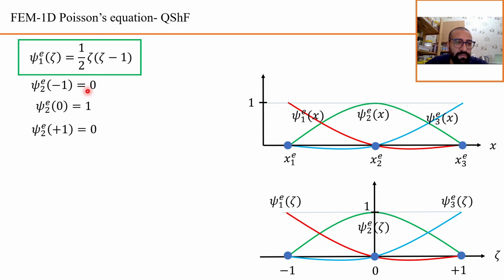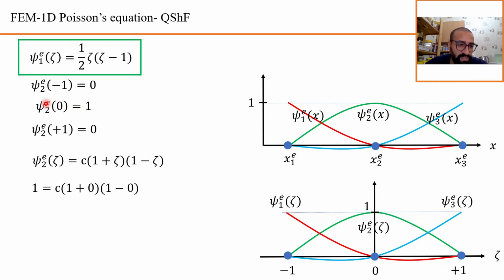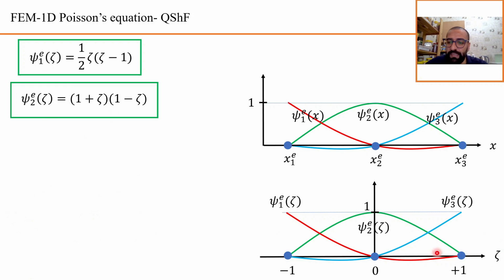Let's keep it. Again, we know that psi2, this green shape function, is only 1 at 0, and it is 0 at the positions of minus 1 and plus 1. Before applying this condition, we can see that this function has two roots, one at minus 1 and the other at plus 1. Therefore, we can conclude the general form of psi2 should be c times (1 plus zeta) times (1 minus zeta). You can easily see there are two roots, one at zeta equal to 1 and the other at zeta equal to minus 1. If we use the condition here, we simply get 1 for the coefficient c. This is the second shape function in this new coordinate.